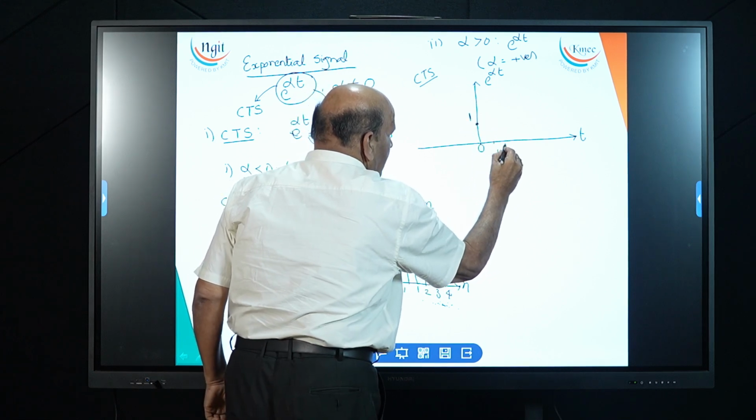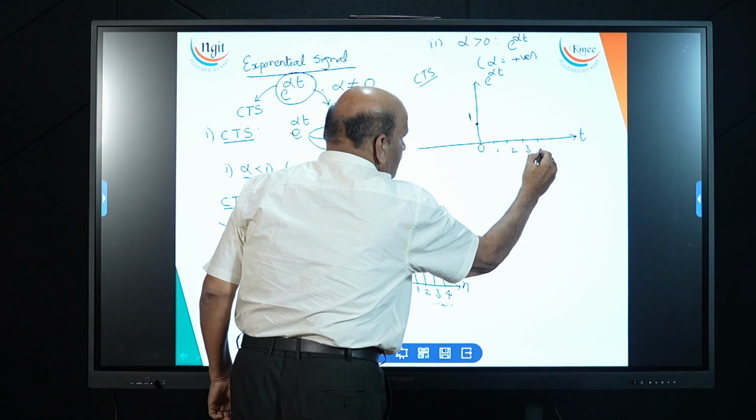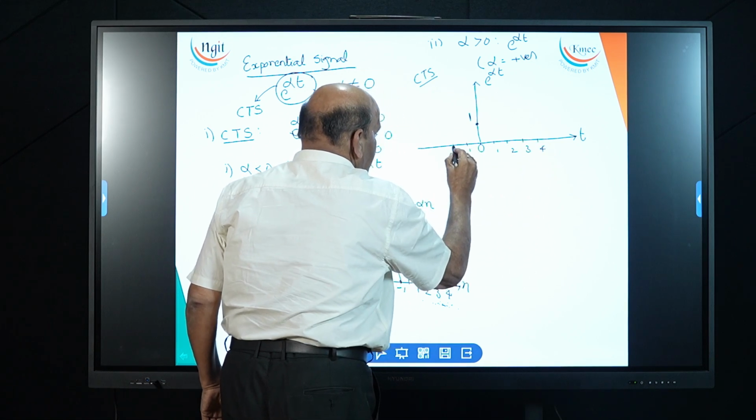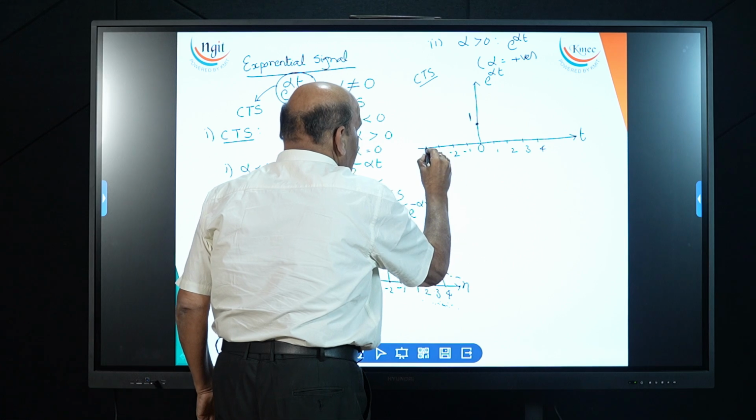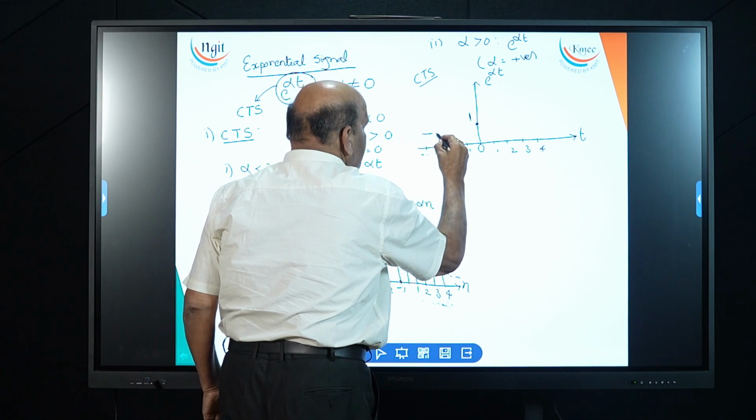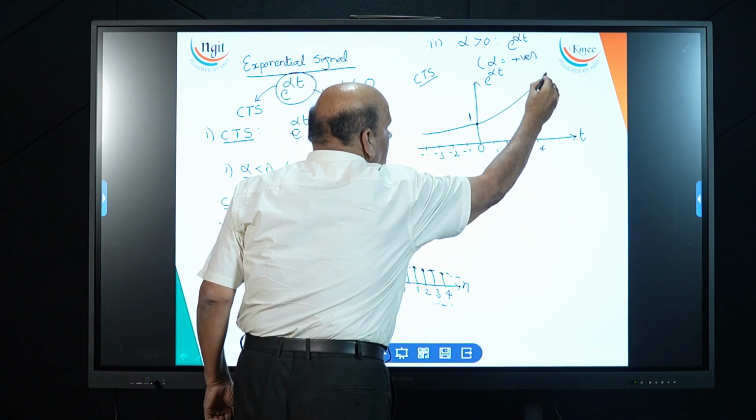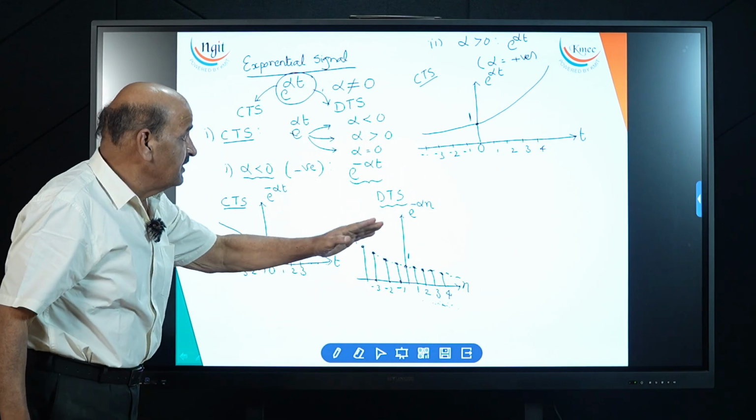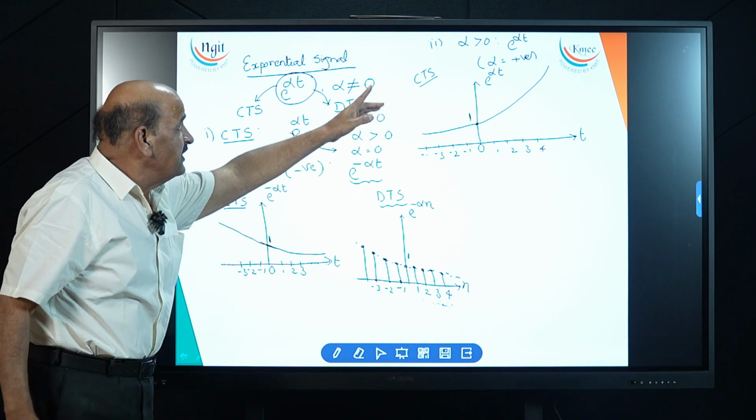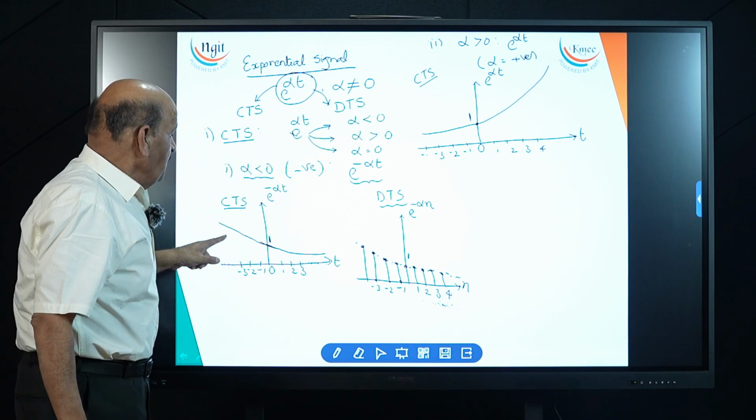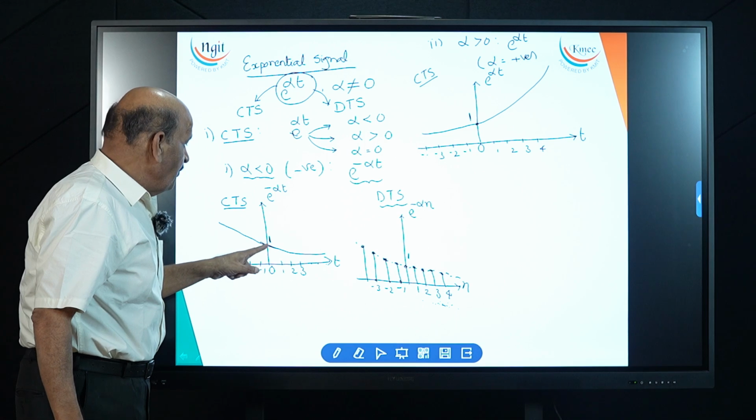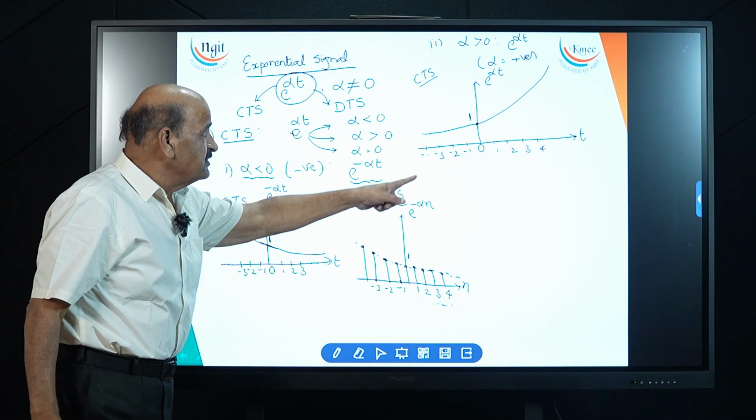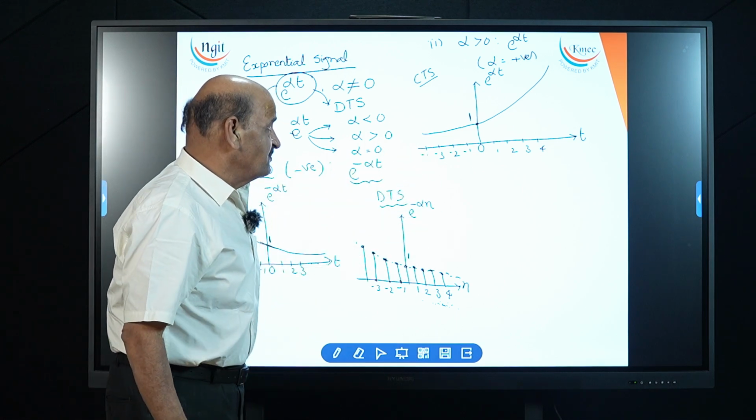Same values 1, 2, 3, 4, etc. This is minus 1, minus 2, minus 3, etc. Now here, graph like this. Look at it, it comes like this, the opposite way. The reverse is e power alpha t. In both cases, it passes through 1, because when alpha equals 0, its value equals 1.